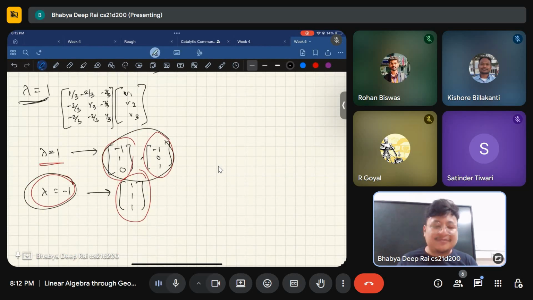And lambda equals minus 1 represents that the direction has changed, but the length has not changed. That's what lambda equals minus 1 represents, and that is represented by this particular line. I just wanted to build that concept and end the session.